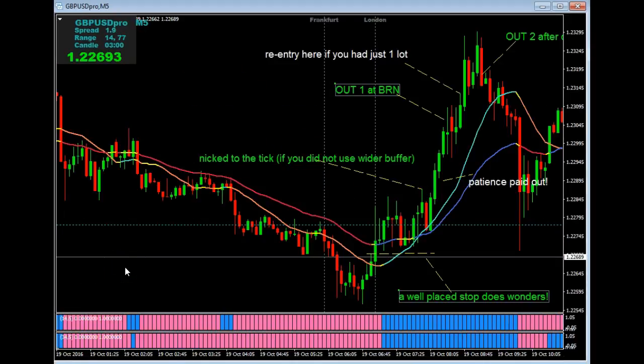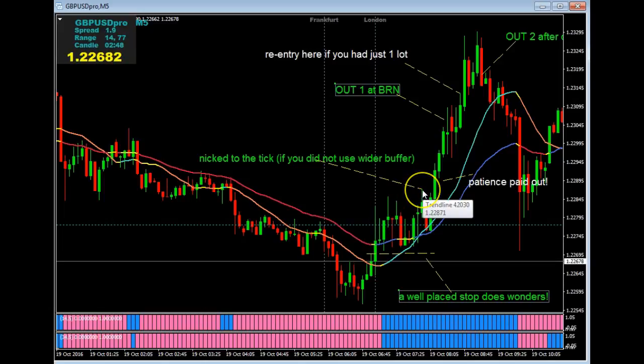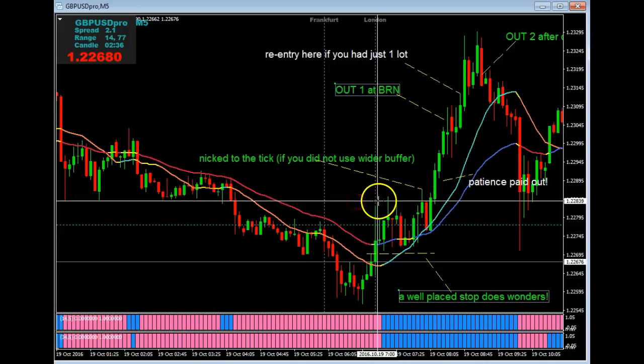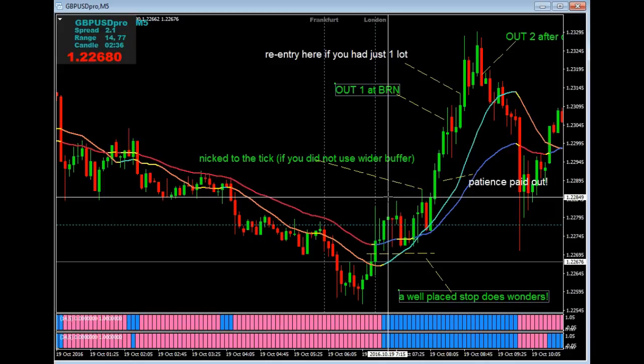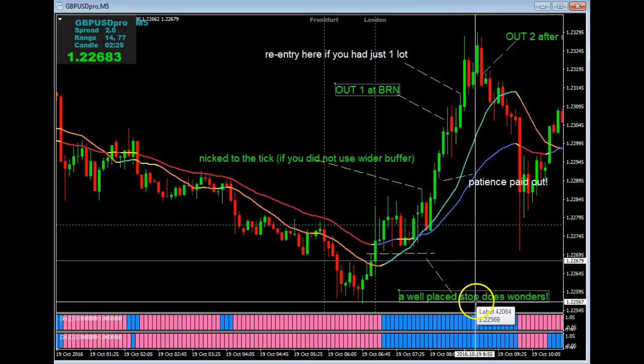Cable, on the other hand, was the star of the day. The first trade was quite hairy actually, because we were really nicked here to the tick. I might have used a wider buffer. This was a sort of normal buffer, but we would have really been ticked to the tick here, and the market went down. Now the same thing happened here, and one of the students actually entered at this point, and was nicked here as well.